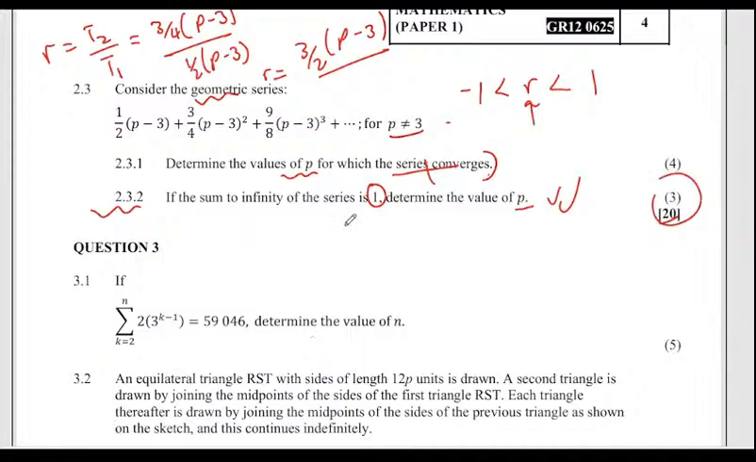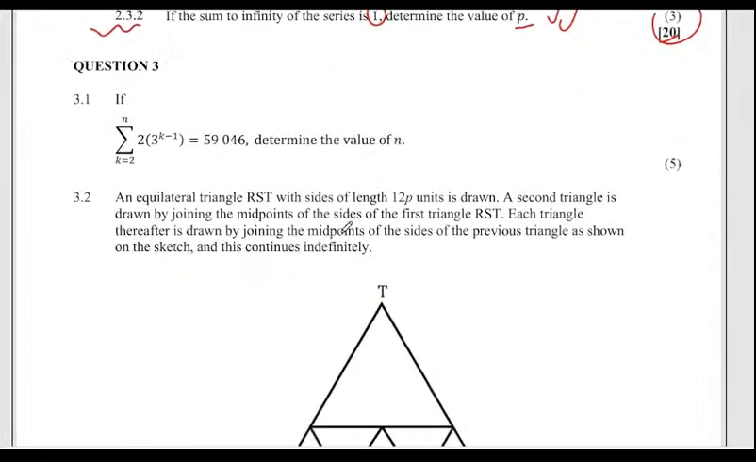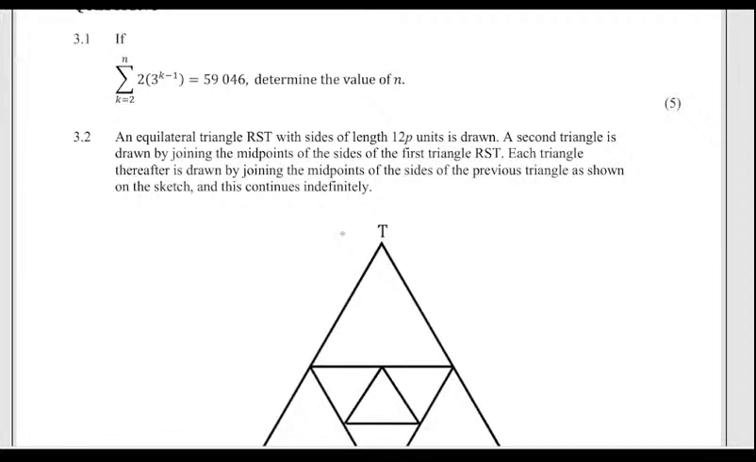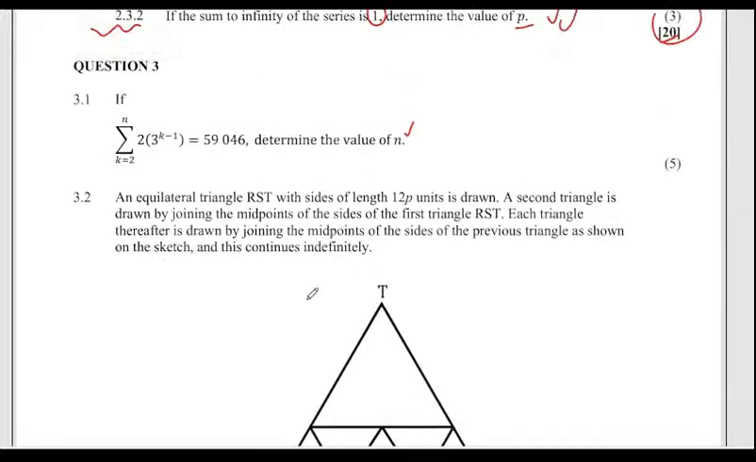Then 3.1. If the sigma notation of k equals up to n is given as this, equal to that, can we determine the value of n? In this case, they are testing the summation, the sum. So we can do the substitution.